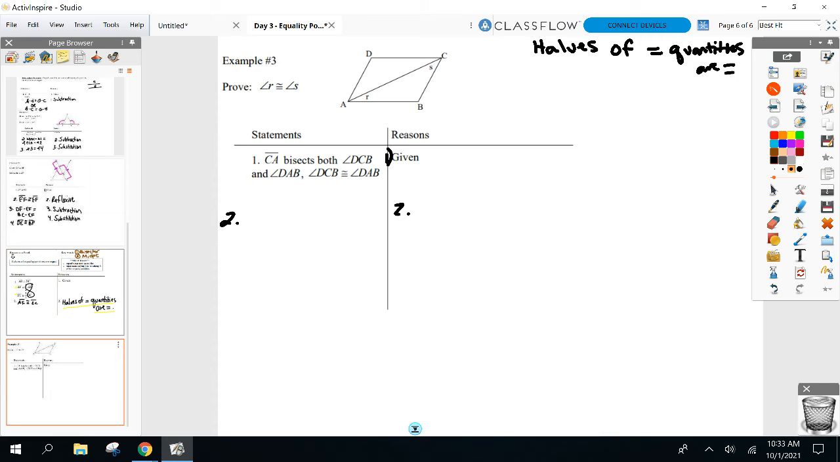All right, are you ready? What two angles are equal? Whoa, whoa. From the givens. Read the givens, everybody. What pair of angles are equal from the givens? Just read it. DCB and DAB. Mark them. Those two right there are equal.